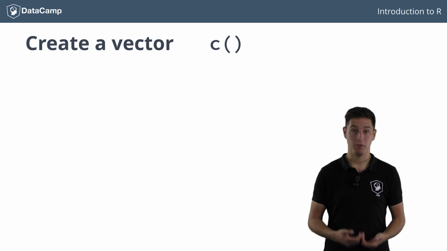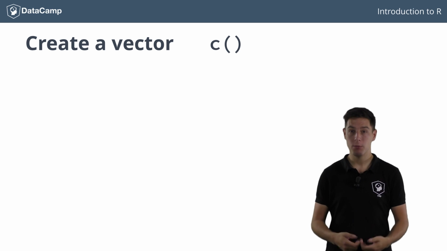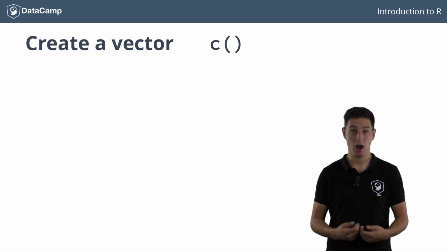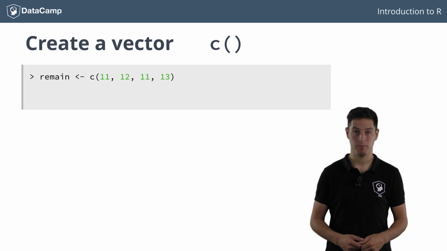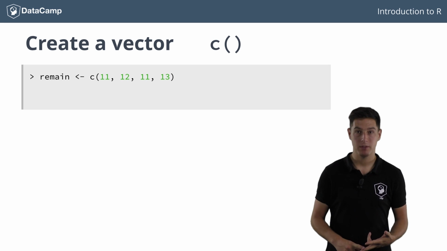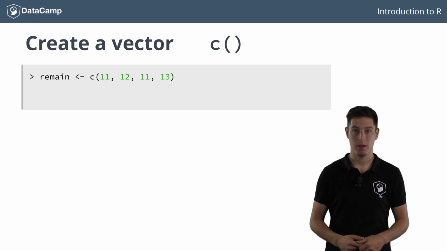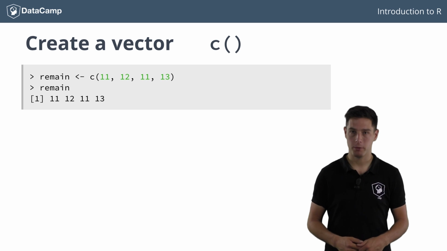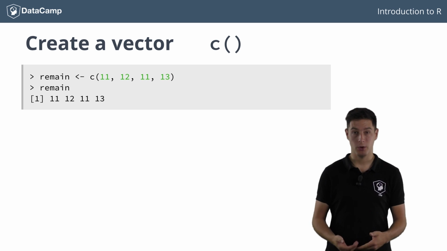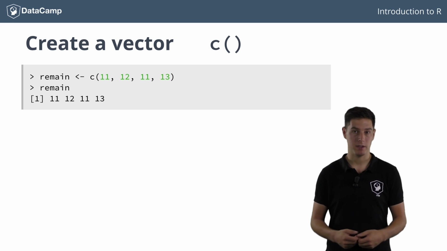Likewise, you could create a vector of integers, for example, to store how many cards of each suit remain after you drew the 5 cards. Let's call this vector remain. There are 11 more spades, 12 more hearts, 11 diamonds, and all 13 clubs still remain. If you print remain to the console, it looks okay, but it's not very informative. How does somebody else know that the first value corresponds to spades?